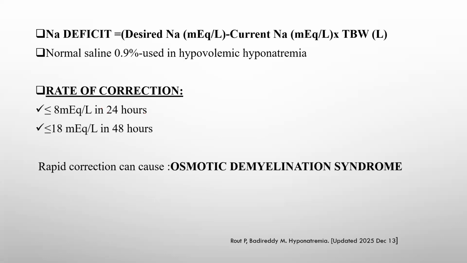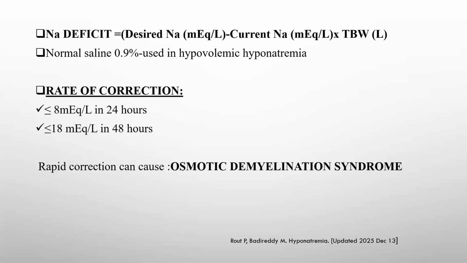The sodium deficit can be calculated by the formula: the desired sodium minus the current sodium level, multiplied by the total body water. And in cases of hypovolemic hyponatremia, we can use normal saline 0.9% because it will suppress the ADH and thus improve the sodium level.